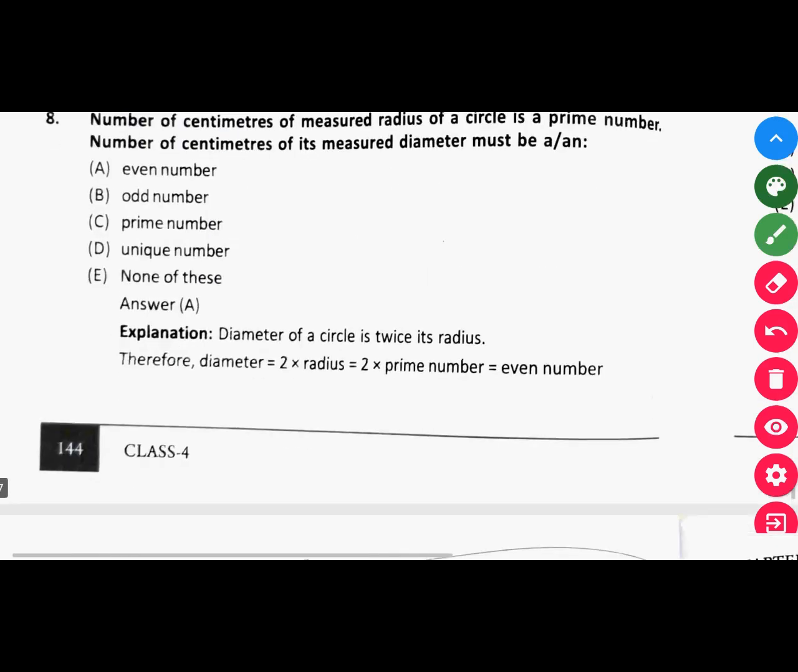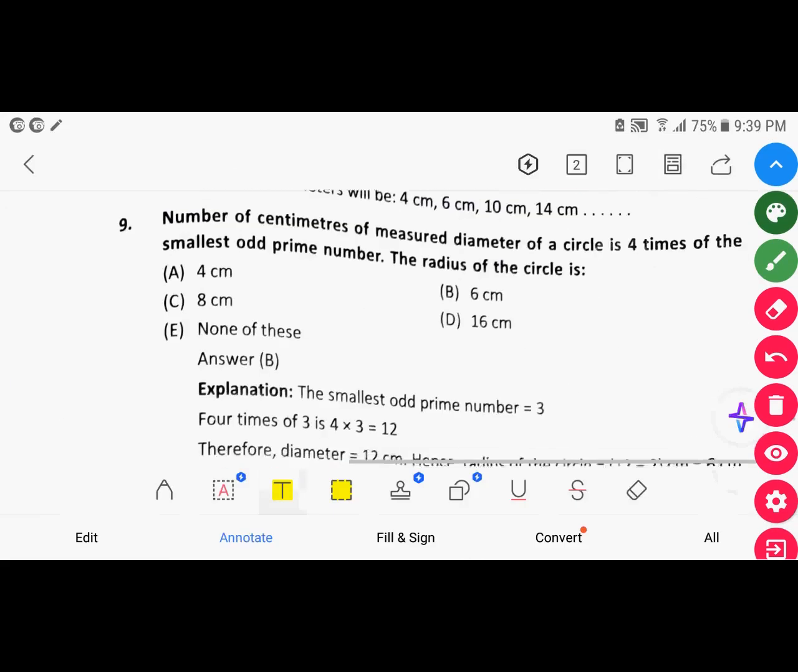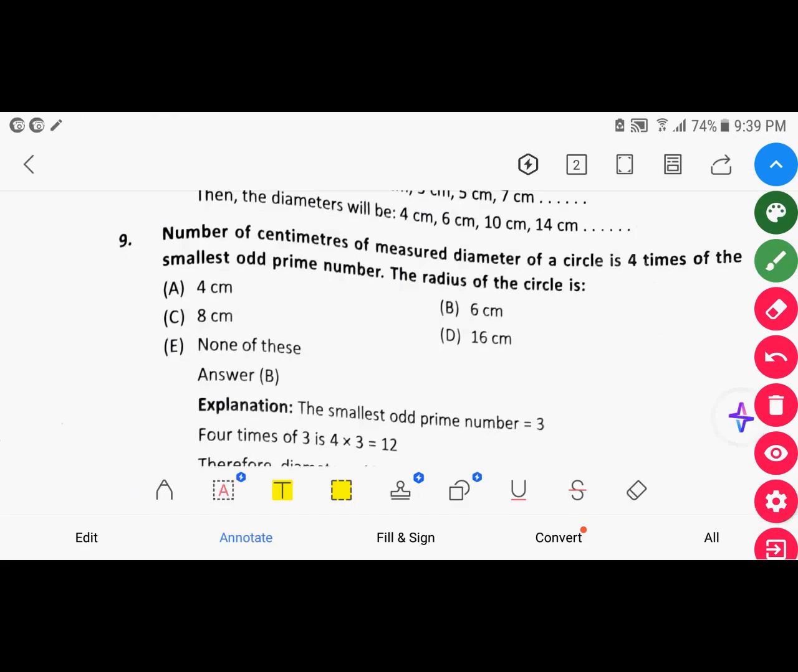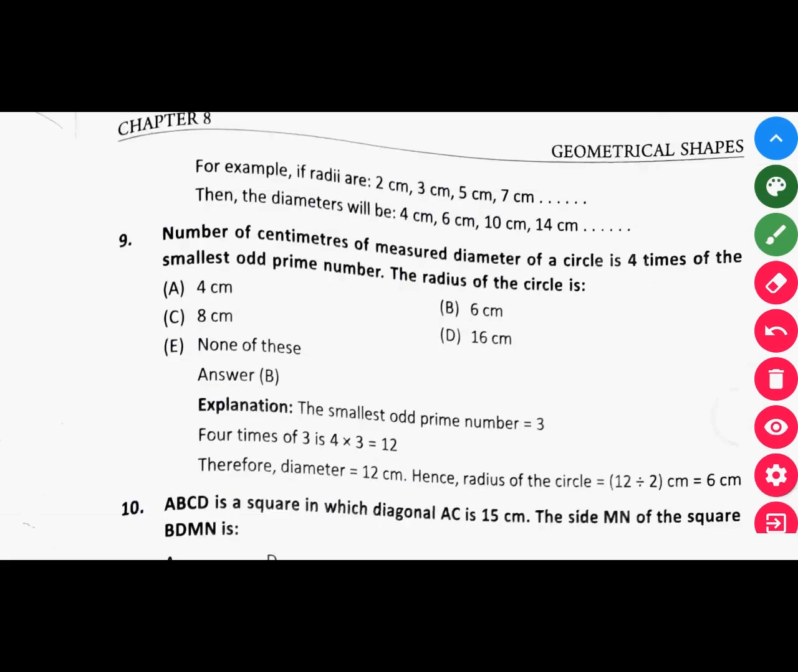Understood? Now this is a very important question, think carefully and then you will understand it, because all the prime numbers are odd numbers, and if we multiply prime numbers with the number 2, we get double of that number, and that number is always even. 11 to 22 is even, 7 to 14 is even, 5 to 10 is even, 3 to 6 is even. So our answer is even number.